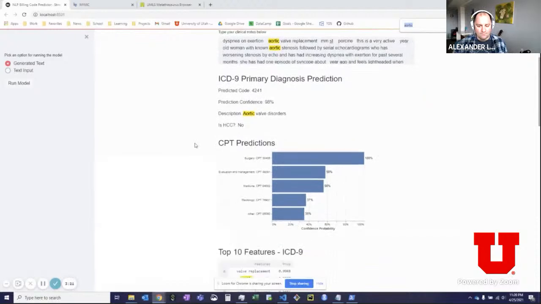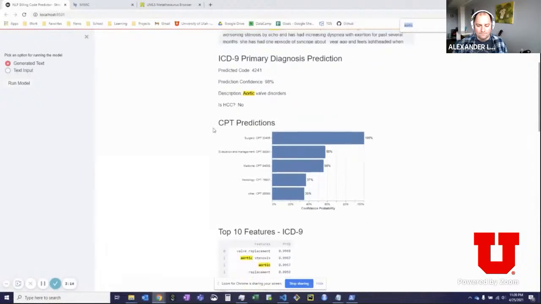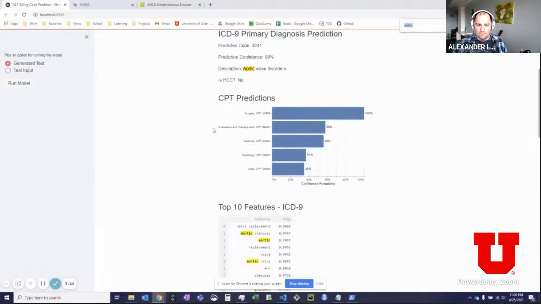And then HCC is just a term of hierarchical condition categories. That's a value-based care term. You can look it up if you're interested. So as far as the procedures that were performed for the patient during that encounter, I broke that down into 5 different categories, and there's a prediction for each one. So there's 1 prediction for the primary diagnosis, and then 5 predictions, 1 for each CPT category. Hover over, you can see a description for each one.